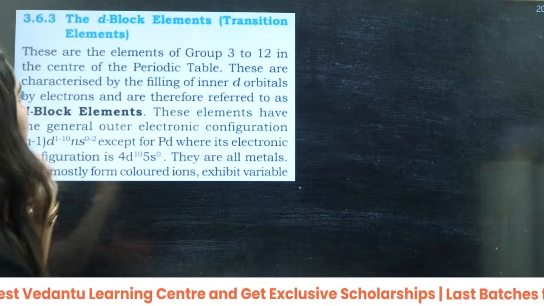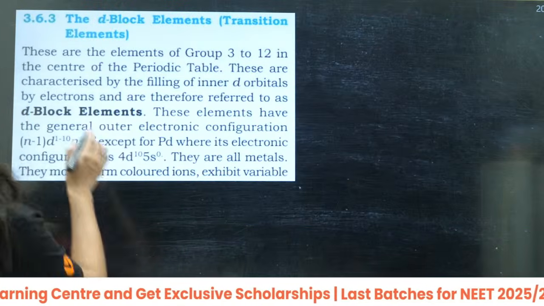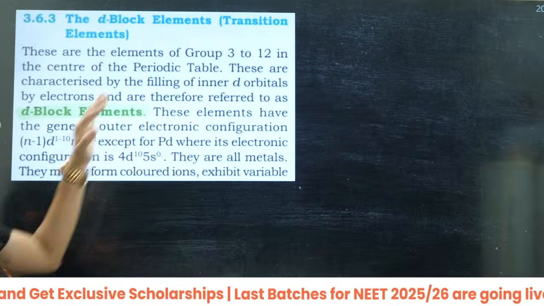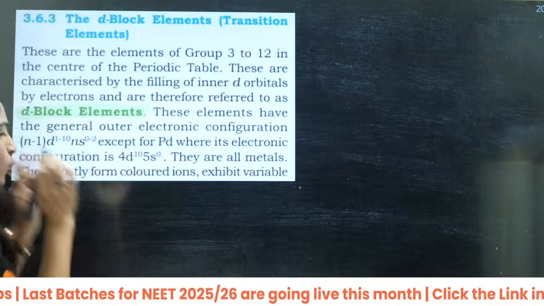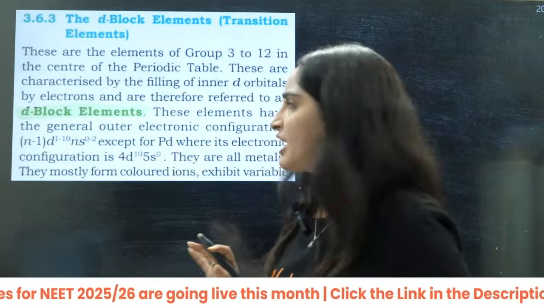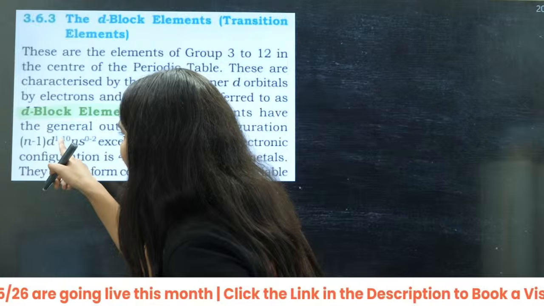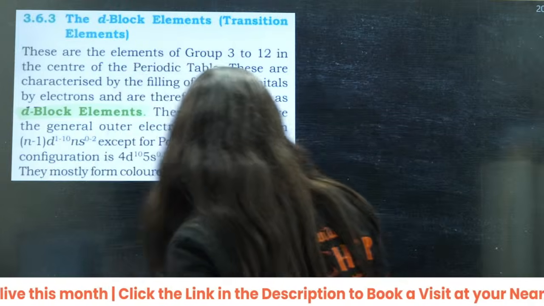Now the important thing here is, then, bacha, you have D block elements. For D block elements, we have a dedicated chapter. So you just need to remember that usually the electronic configuration is (n-1)d1 to 10, or you can just write it here.